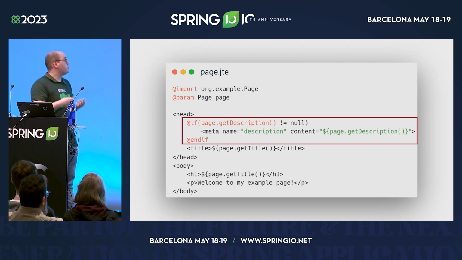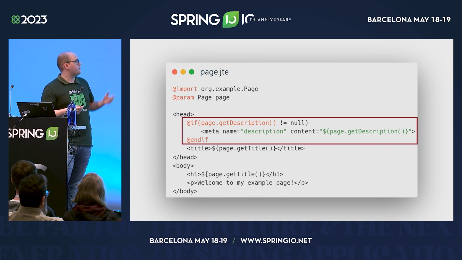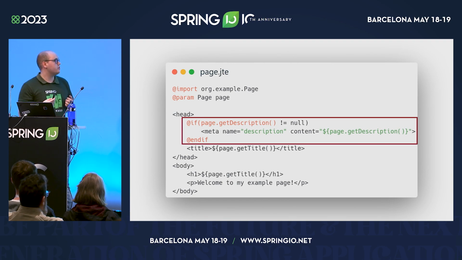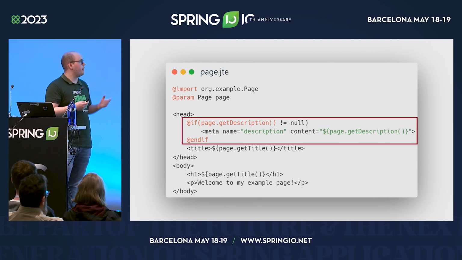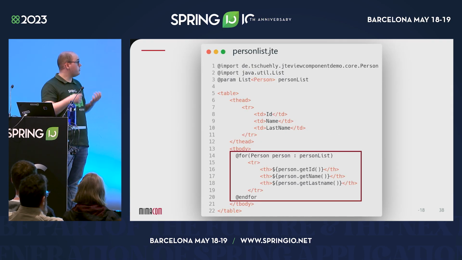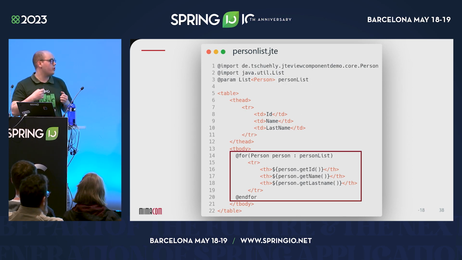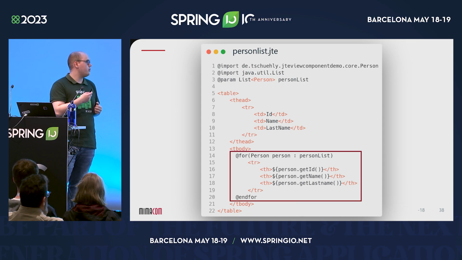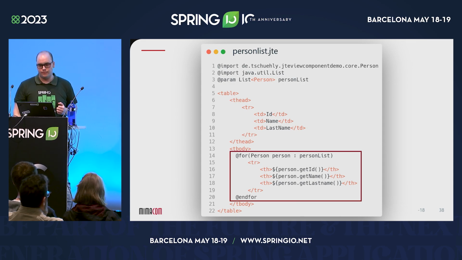We can also use control structures like ifs. Here, we check if the page description is unequal null and then show the meta tag. We can also do for loops with JTE. Here, we loop over the list of persons and then show a table header for each person property.